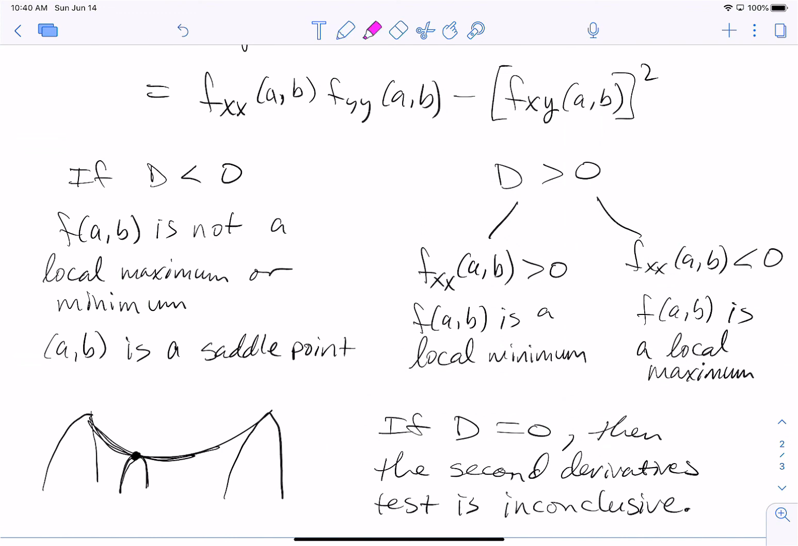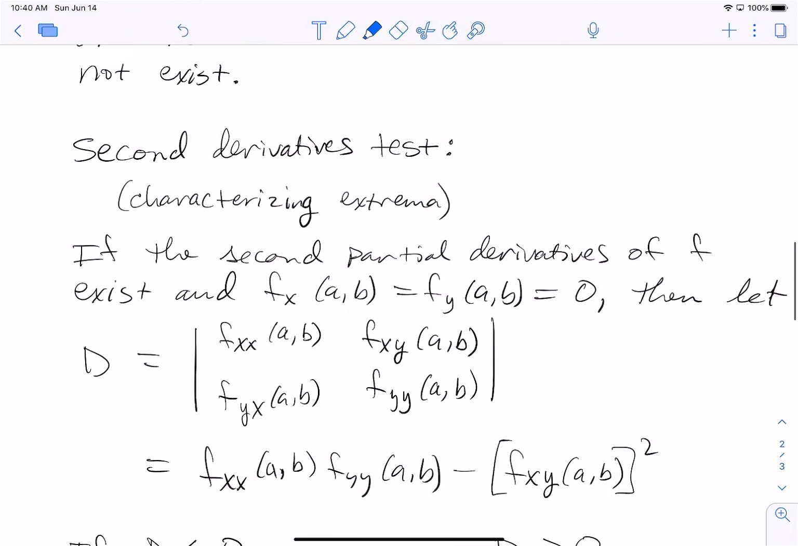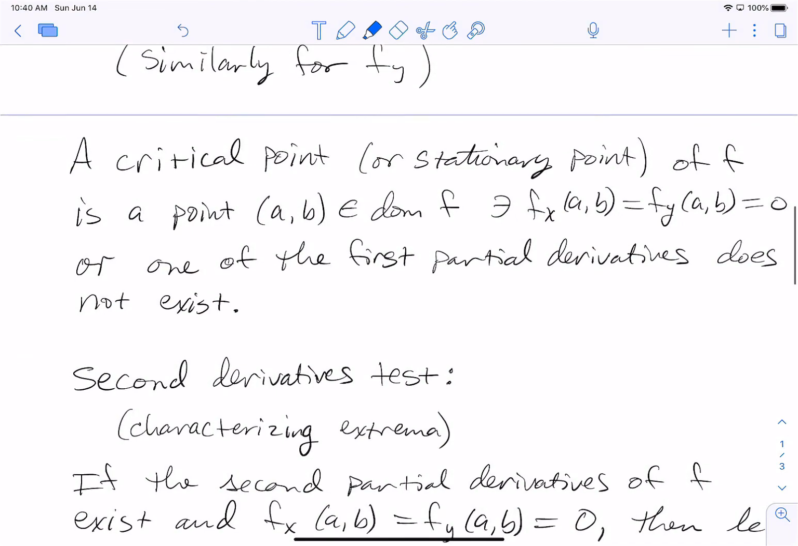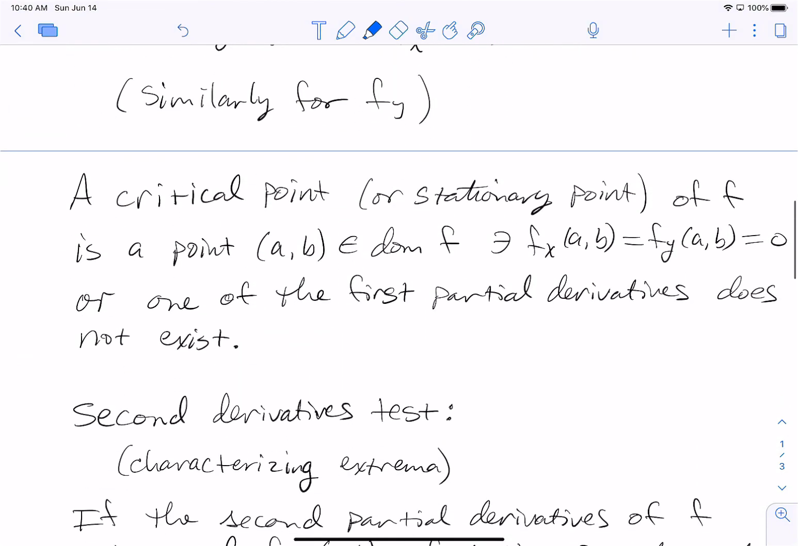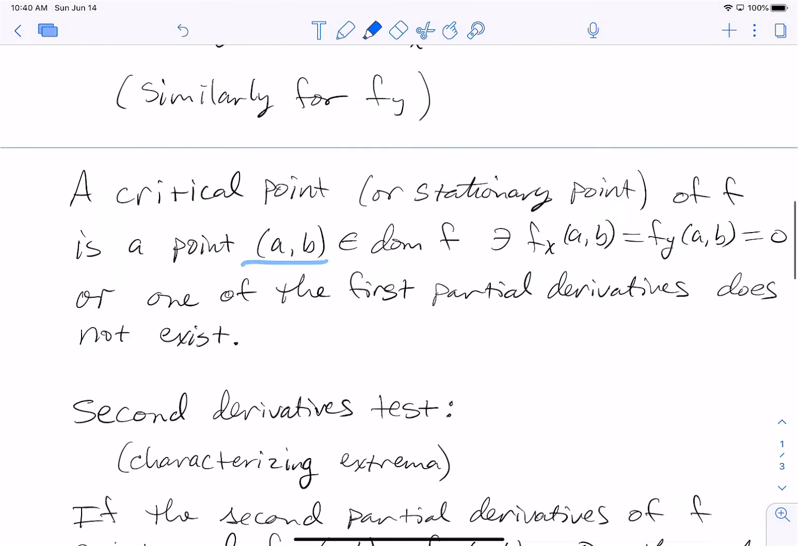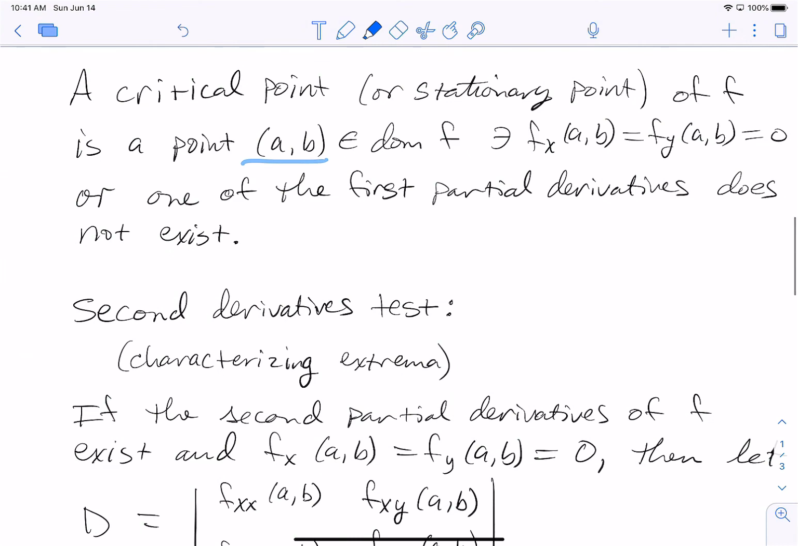I again want to emphasize that it's f of AB that would be the local minimum, the output value, or the z value, or f of AB is the local maximum. To complicate things a little bit, AB itself is the saddle point, or AB itself is the critical point. I know it's a bit to keep track of, but I have confidence that you can do it.